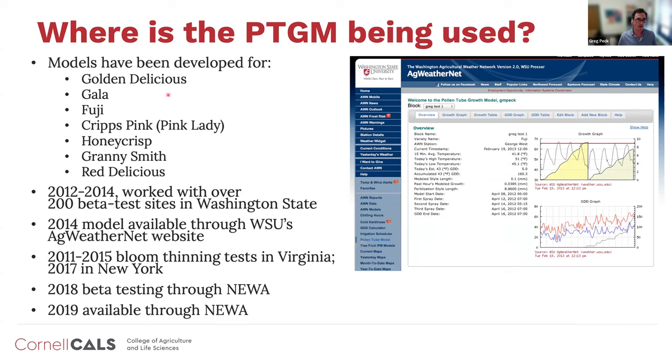Here's our list, and you can see these are really Washington State cultivars, important for Washington State. We know we have a lot more diversity here in the East. So we're working on that, and that's some of the work that Brent is working on. But we have been using the model for years now in Washington, Virginia, Pennsylvania, North Carolina, and of course, New York. It's an example of Washington's there.